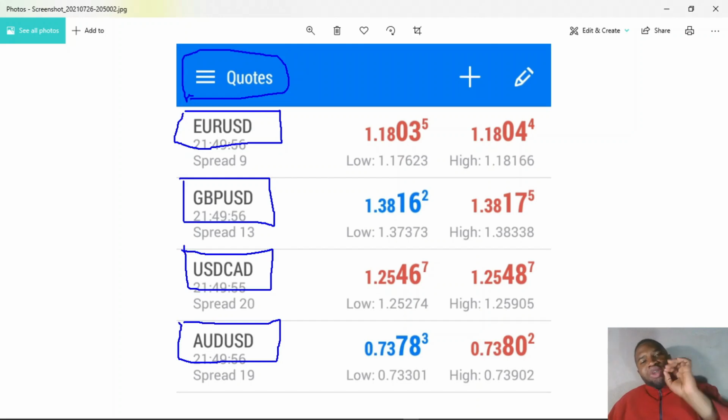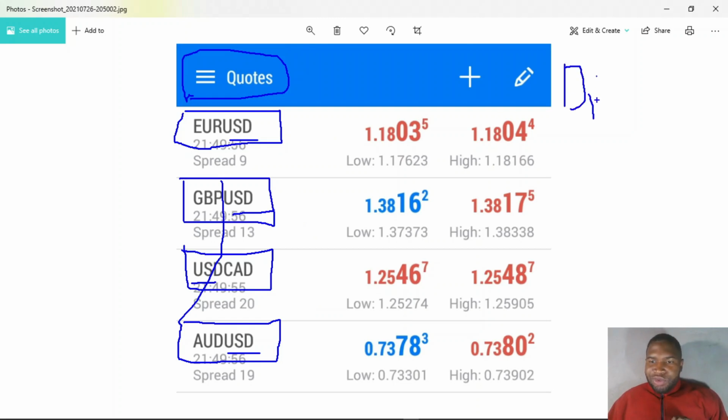One thing that I also want you to appreciate is that whenever in a quote a currency is being quoted against the US dollar, that is known as a direct quote. So you find EUR/USD, GBP/USD, USD/CAD, AUD/USD. That is what we call a direct quote, because there is the involvement of the US dollar.